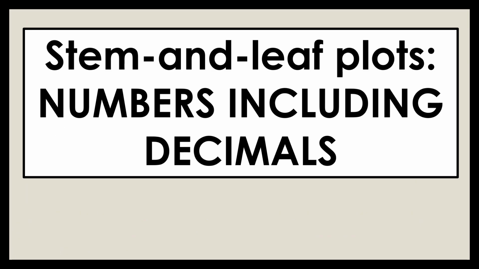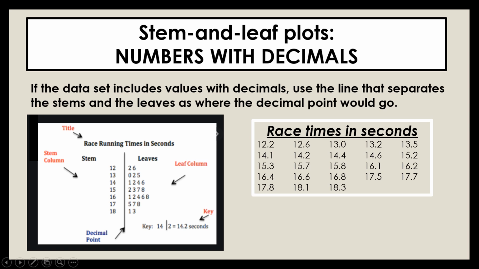Stem and leaf plots, numbers including decimals. Here's an example of a stem and leaf plot. If the data set includes values with decimals, use the line that separates the stems and the leaves as where the decimal point goes. We have a diagram there.